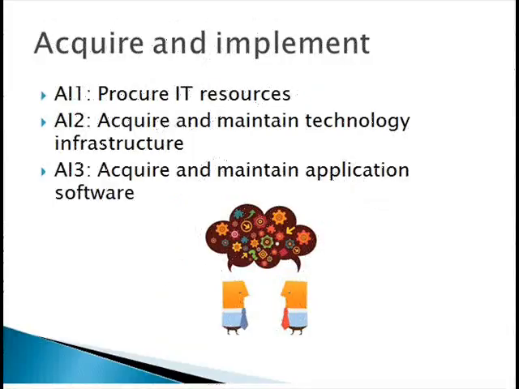Okay, now we are continuing with acquire and implement. For this part of the COBIT cycle, we do three processes. The first, procure IT resources. The second is acquire and maintain technology infrastructure. And the last one is acquire and maintain application software.